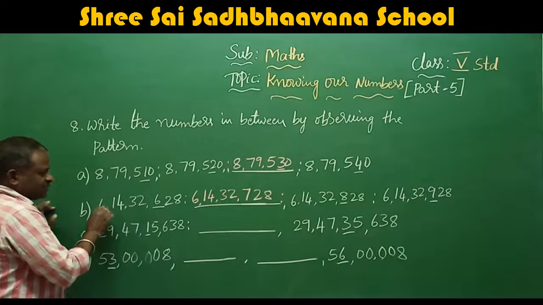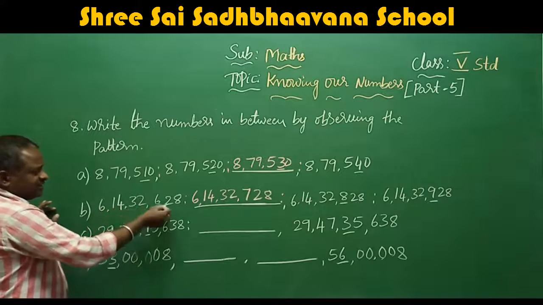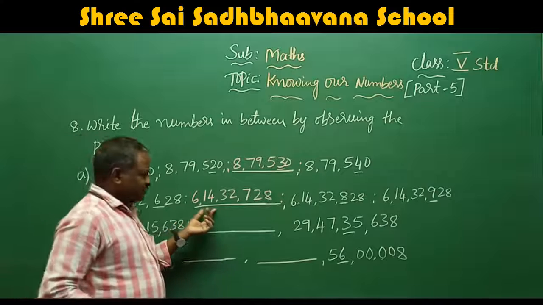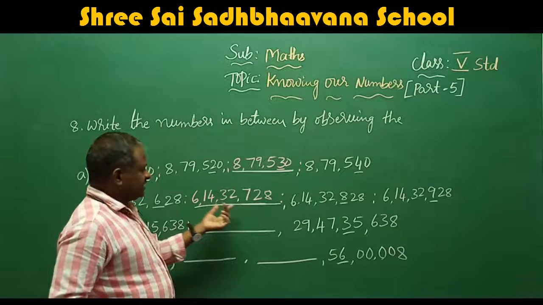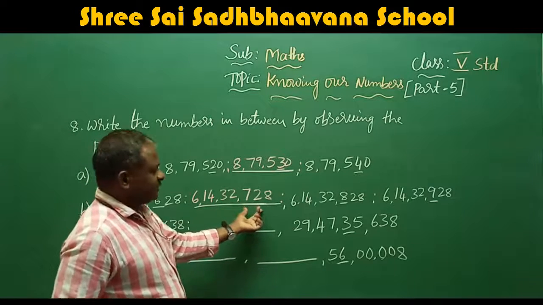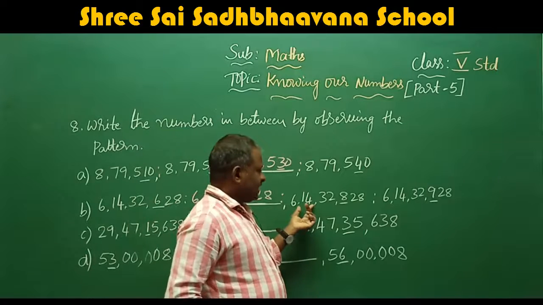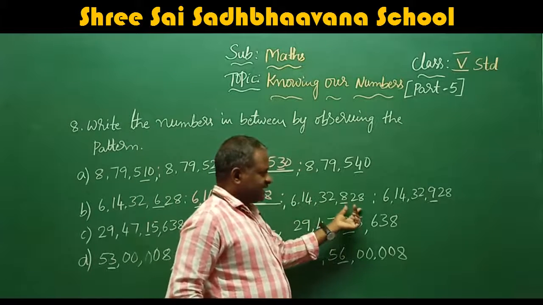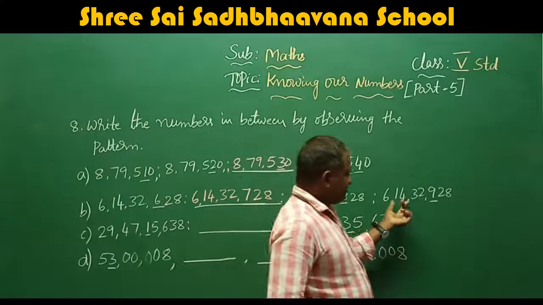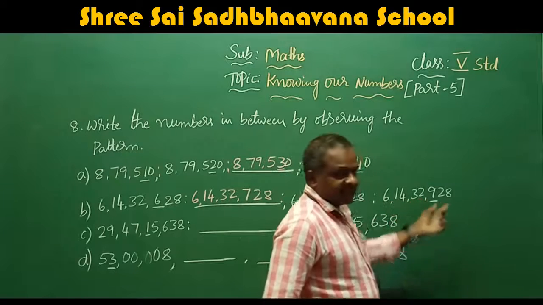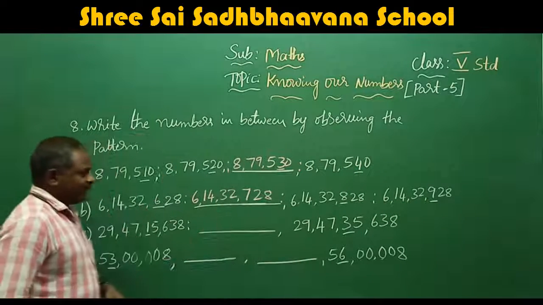Here they have given 6 crore 14 lakhs 32,628, 6 crore 14 lakhs 32,728, 6 crore 14 lakhs 32,828, 6 crore 14 lakhs 32,928. So this is the pattern.